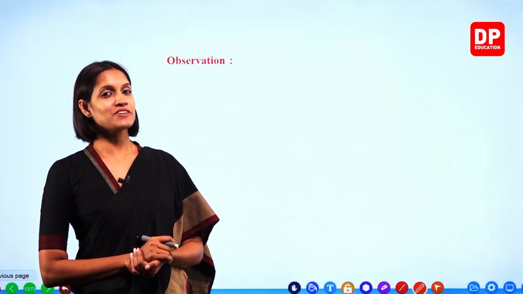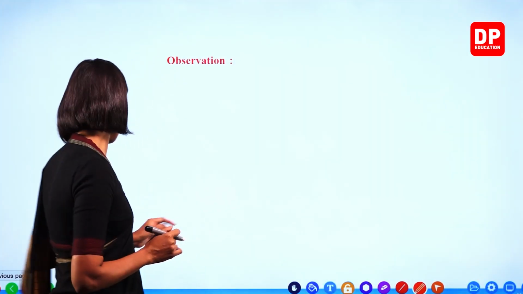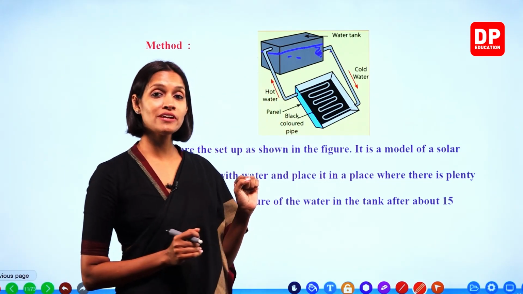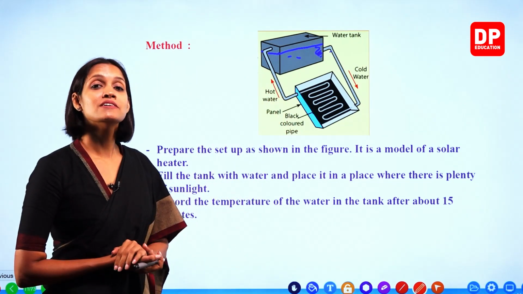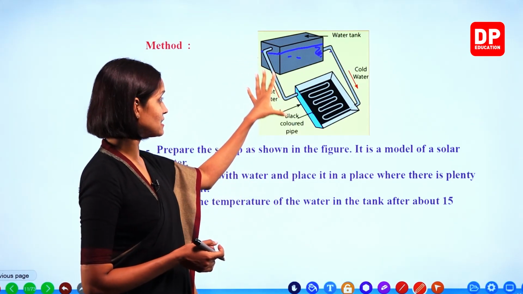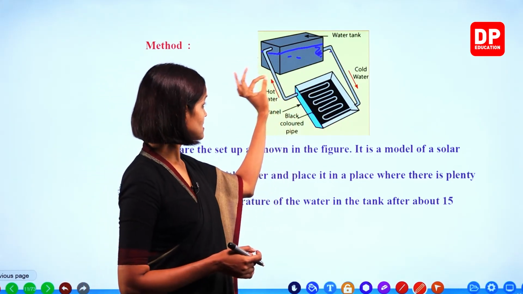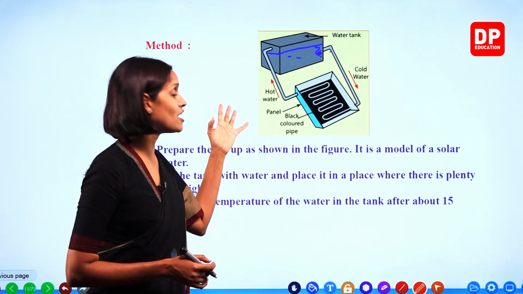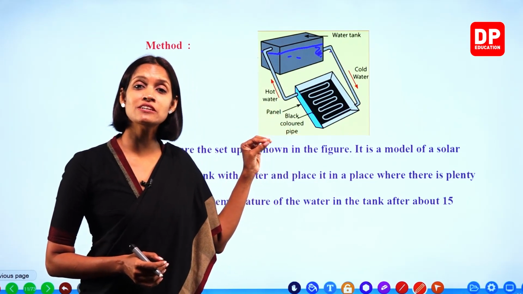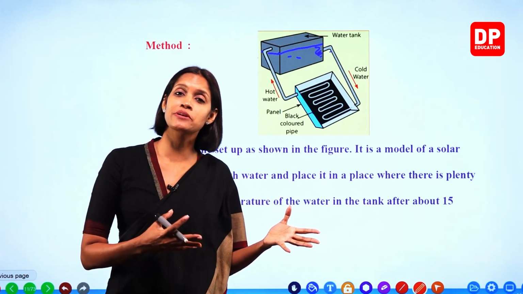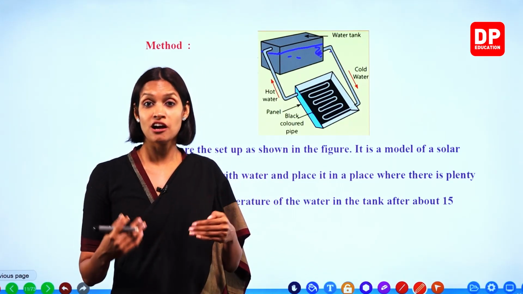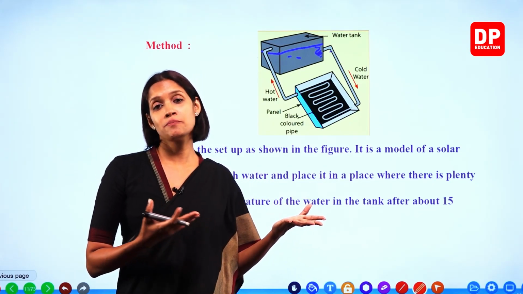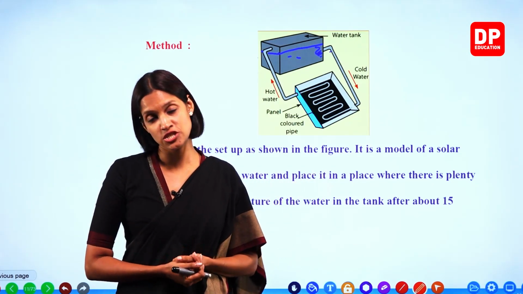Right, children, so you observed what happened. We made a model solar water heater, and every single time we used black colored surfaces. After about 15 minutes, what happens, children? I showed you all the initial temperature and final temperature after about 15 minutes. The final temperature was higher than the initial temperature.